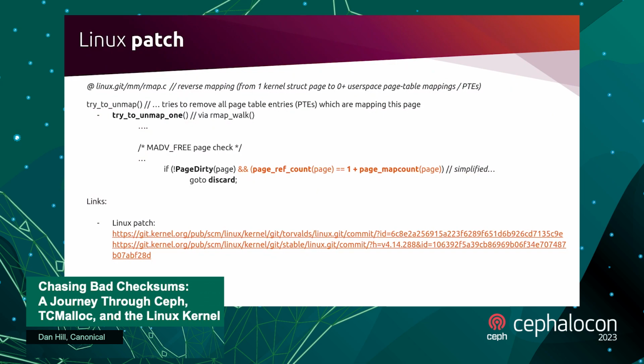So this is a simplified version of the patch. It adds a check to verify the page reference count is the expected page reference count. If it was incremented, then it is not safe to unmap. There's a lot of additional complexity here, but I think that's the simplified explanation of the fix.